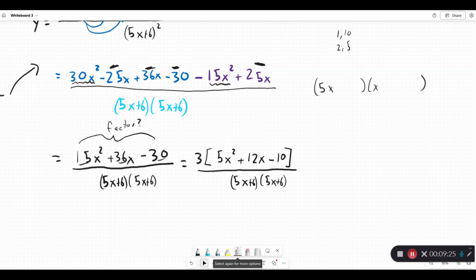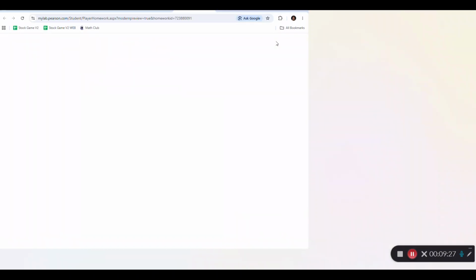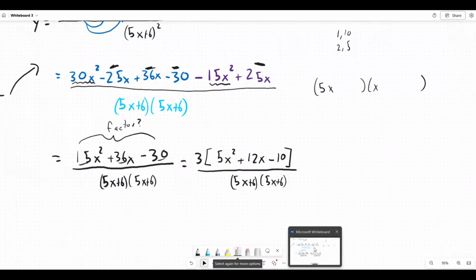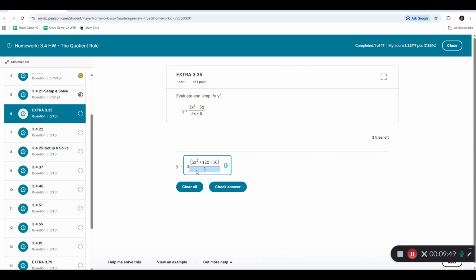I would be okay with something like this. And so grabbing this specific homework question, if we try it, as a reminder, our answer was 3 times 5x squared plus 12x minus 10, and we'll divide that by, sorry, I forgot, 5x plus 6 squared. Now, the reason you want to try to factor the top is you might get really, really lucky and there might be some shared factors. It's lucky in the sense that it gets simpler, but sometimes it doesn't work.